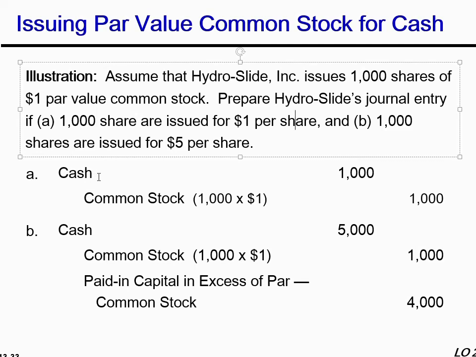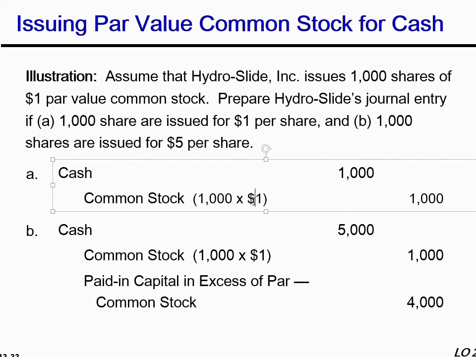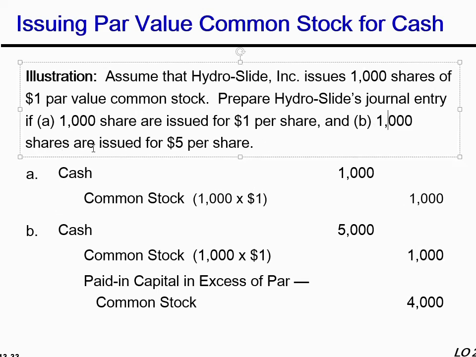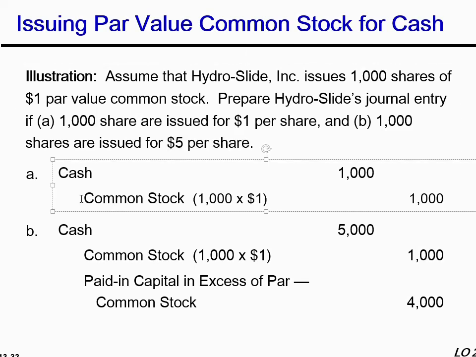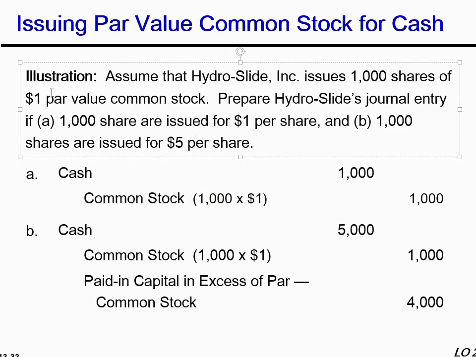So the company gets the cash. How much cash? 1,000 shares are issued, 1 is the issue price, so that is 1,000. And common stock gets credit. Moving on towards part B of the question, 1,000 shares are issued for $5 per share. What is the par value? $1. Common stock is always mentioned with par value. So whatever the issue price is, common stock will always be calculated based on the par value.